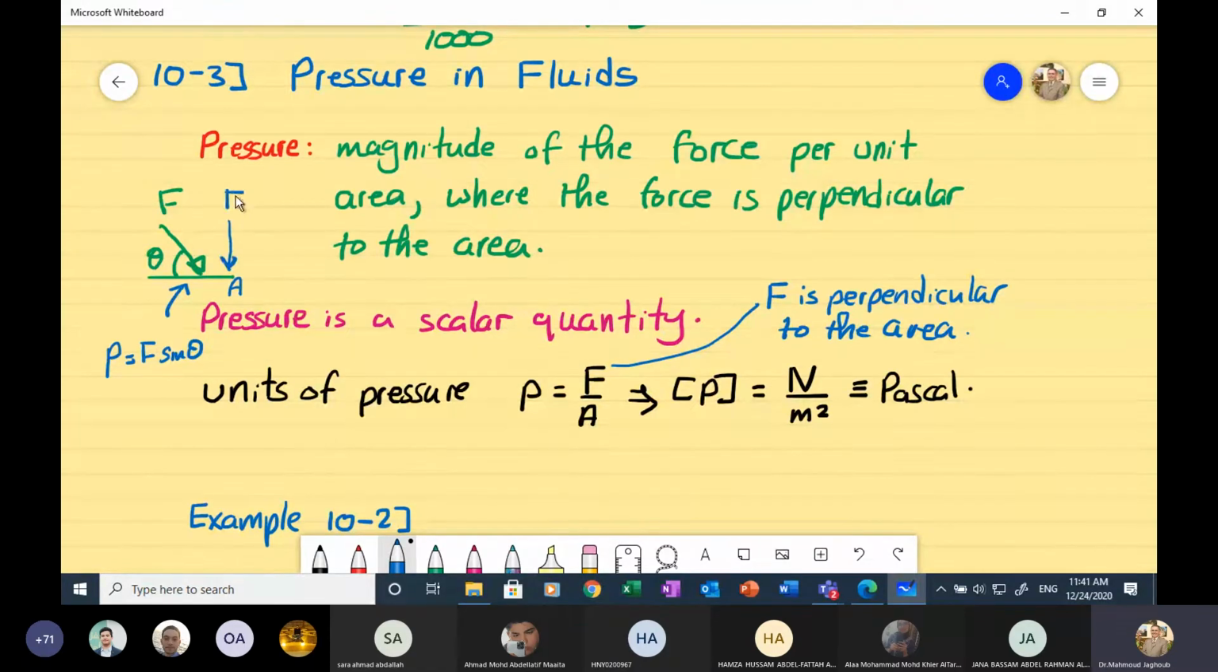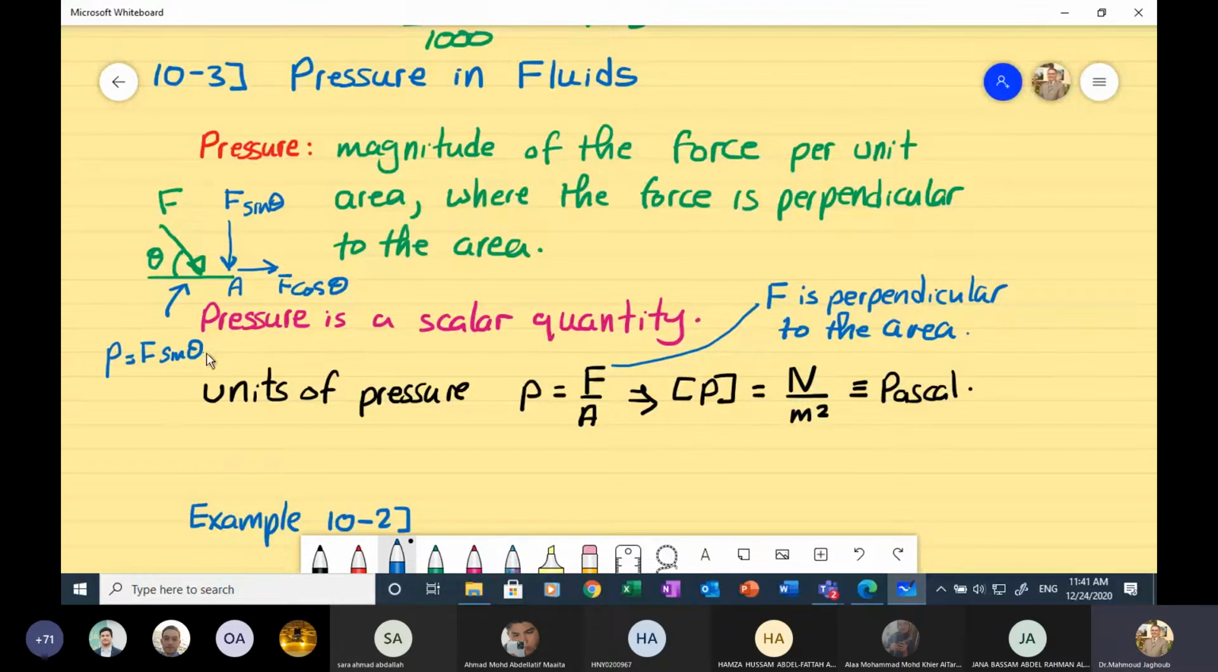The vertical component is this. This is F sine theta, and this is F cosine theta. Which one is perpendicular to the area? Is it F sine theta or F cosine theta? F sine theta.